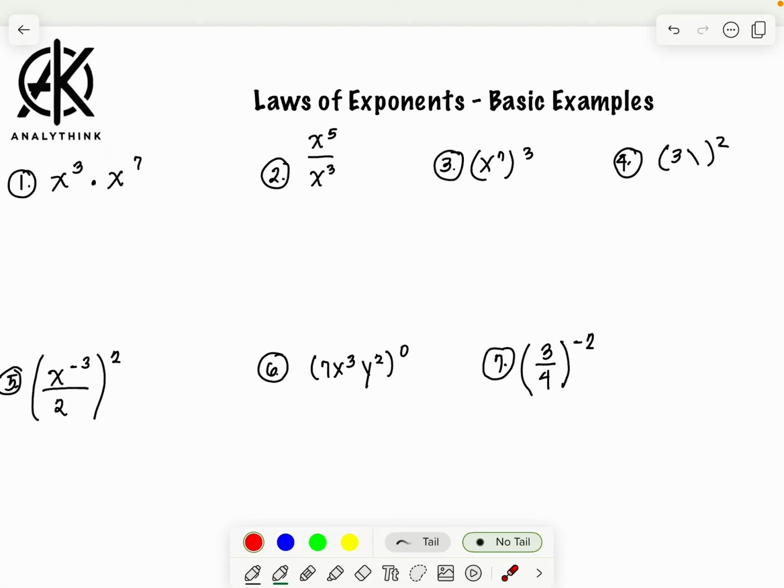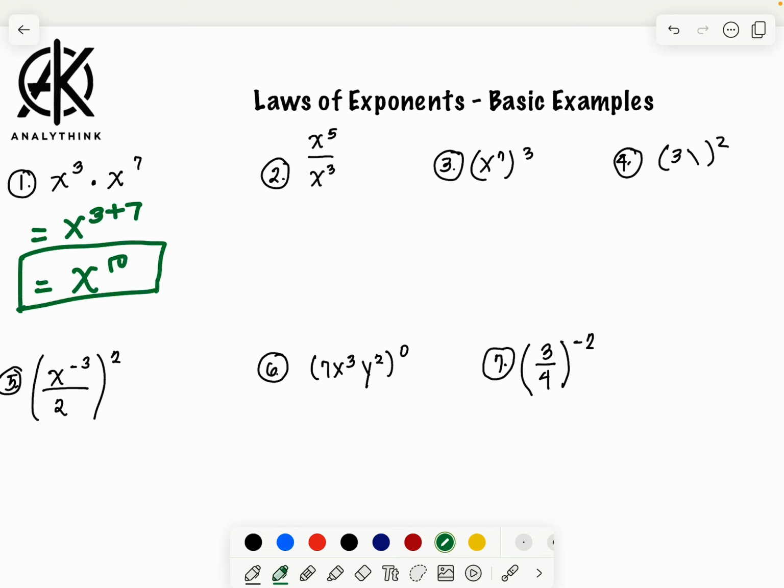Of exponent, and in each law we're gonna have a basic example. So the first one, this is an example of product law. For product law, if you have the same variables but different exponents, what you have to do is add the exponent of that variable. So if you have x cubed times x raised to 7, that would be equal to x raised to 3 plus 7. So our answer here will be x raised to 10.